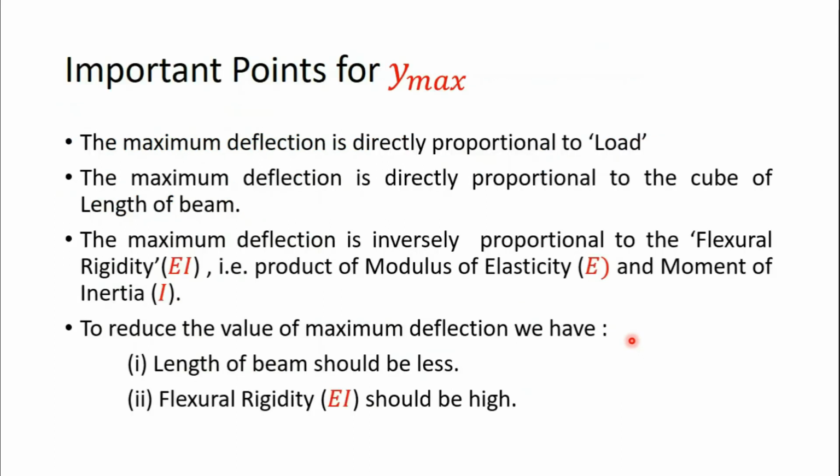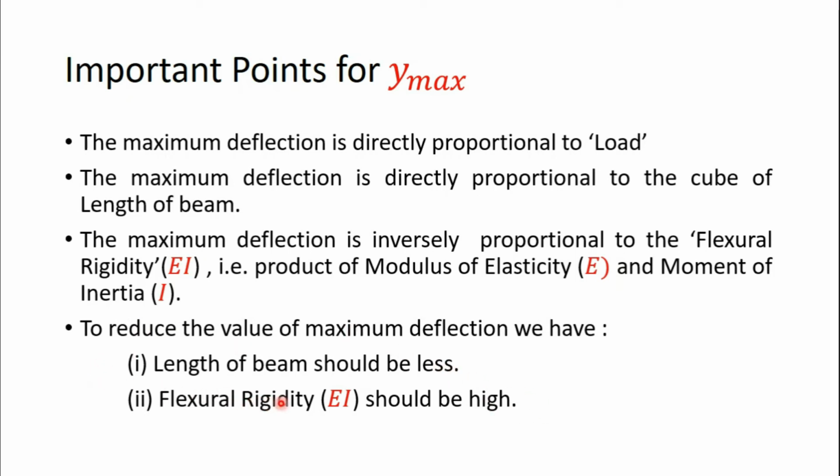Now the third point is that the maximum deflection is inversely proportional to the flexural rigidity, that is the product of modulus of elasticity and moment of inertia, and therefore this point becomes very important, that flexural rigidity plays an important role while designing any beam. So to reduce the maximum value of deflection, the length of the beam should be less and flexural rigidity should be high. These two things you have to keep in mind while designing any beam.